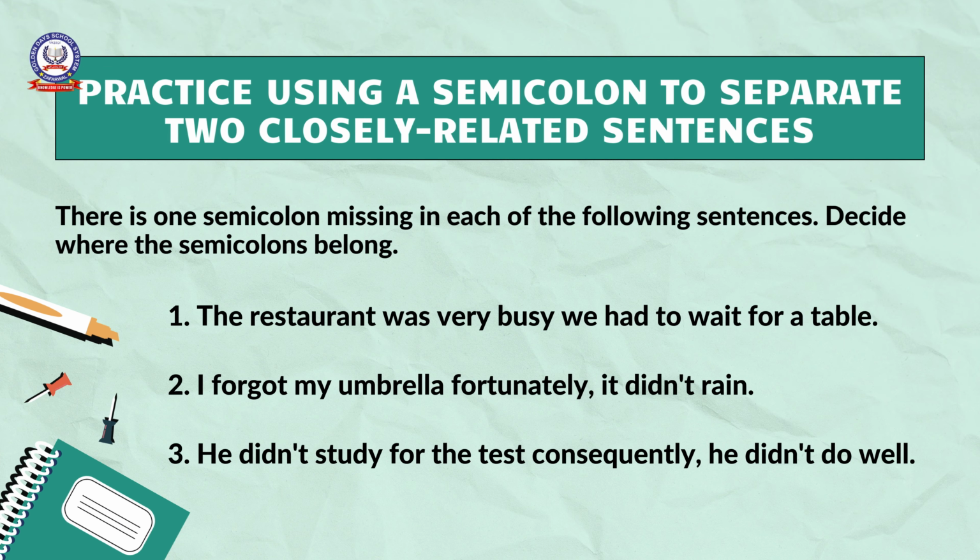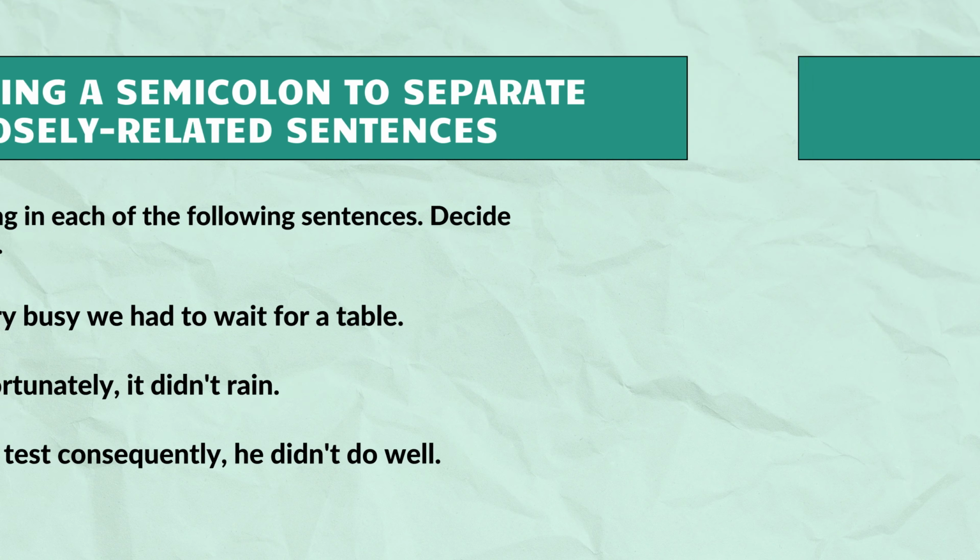Practice using a semicolon to separate two closely related sentences. There is one semicolon missing in each of the following sentences. Decide where the semicolons belong. 1. The restaurant was very busy. We had to wait for a table. 2. I forgot my umbrella. Fortunately, it didn't rain. 3. He didn't study for the test. Consequently, he didn't do well.